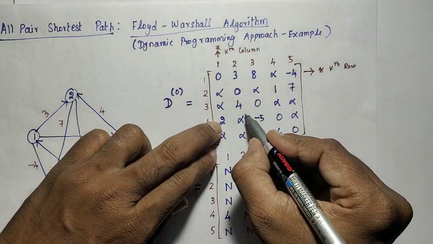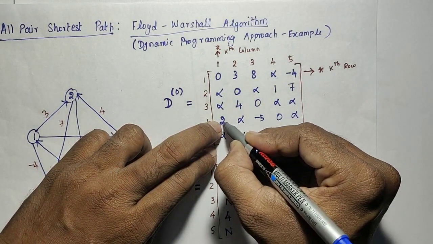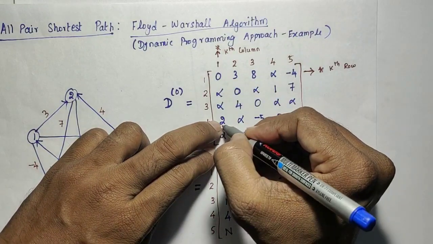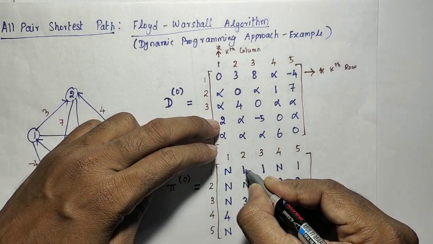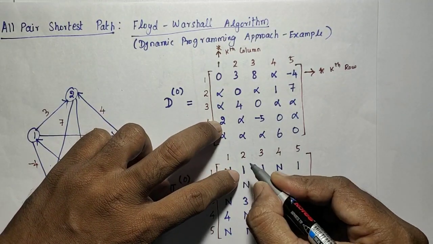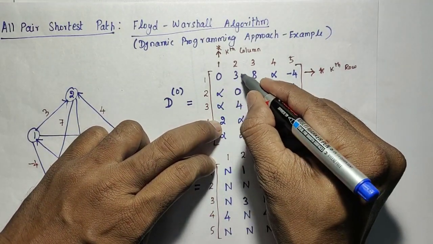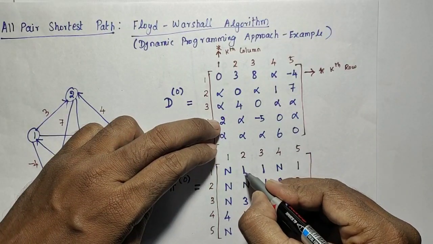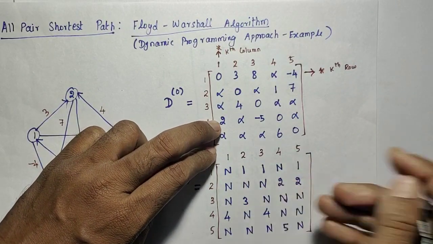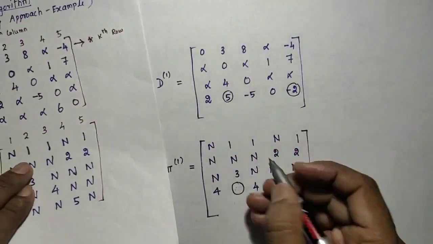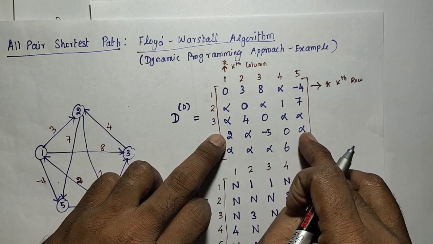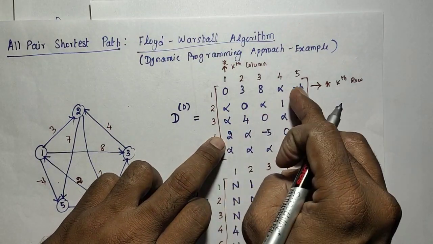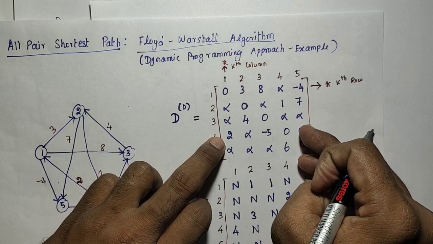This element is getting changed by adding the 2 with 3. The corresponding pi value has to be copied. So 2 with 3 means in this position the pi value, the parent value, is 1. So that 1 needs to be copied here. Similarly, the change made on this last position, also infinity, was obtained by adding the 2 with minus 4, that is minus 2.